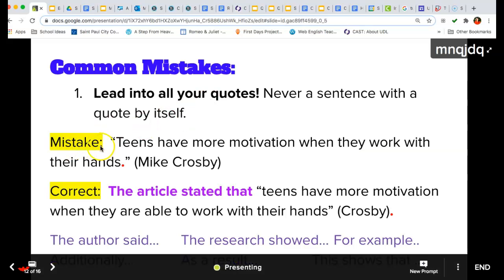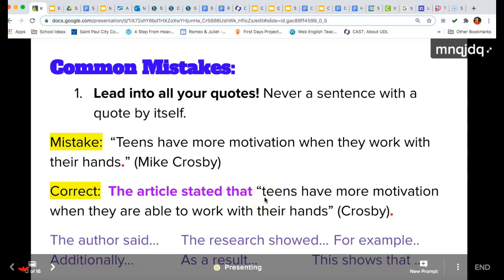Okay, so you'll see this first mistake example here. It starts with a quotation mark, so it's not leading into the quote. It just starts with a quote, and it says teens have more motivation when they work with their hands. Instead of just dropping the quote like that, you need to add something at the beginning to lead into the quote. So the correct way to do that would be to say, the article stated that, and then put the quote, teens have more motivation when they are able to work with their hands.